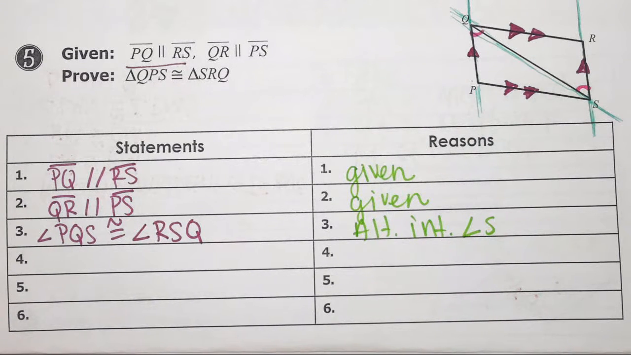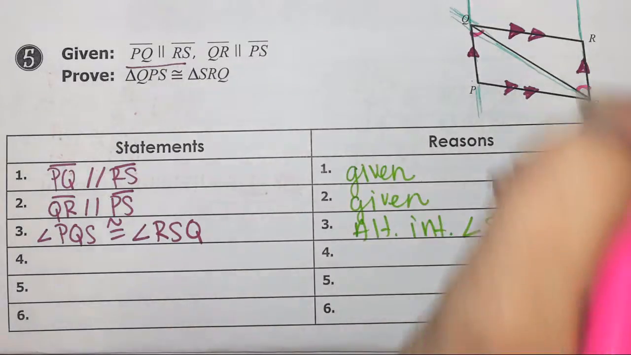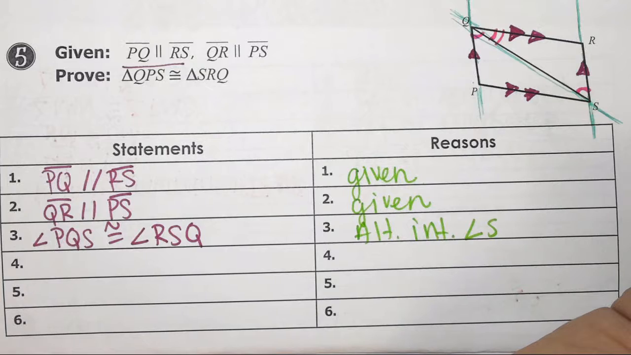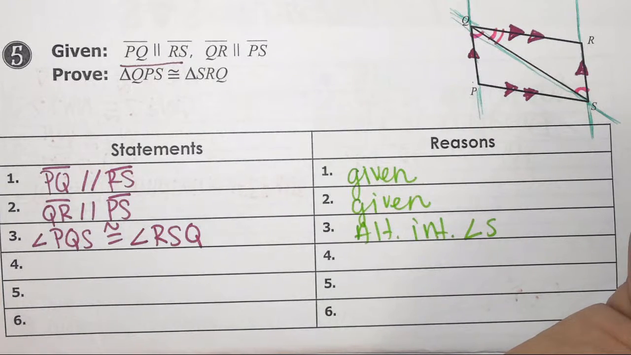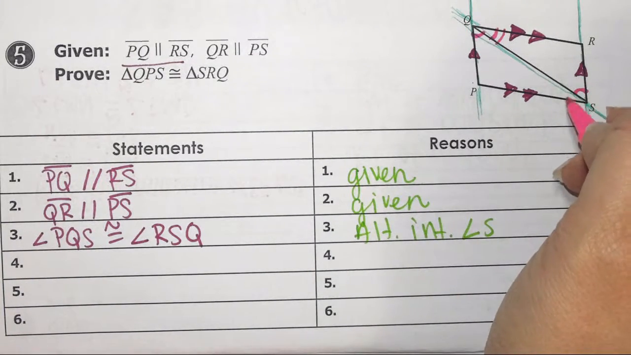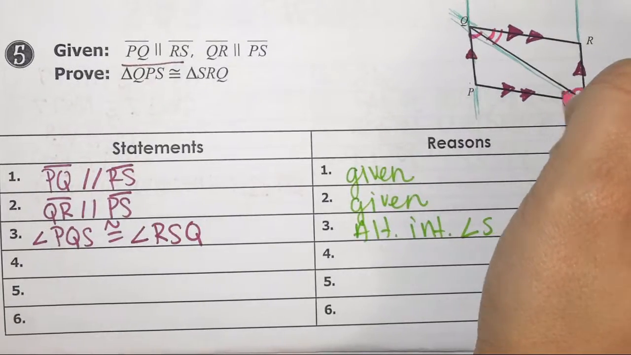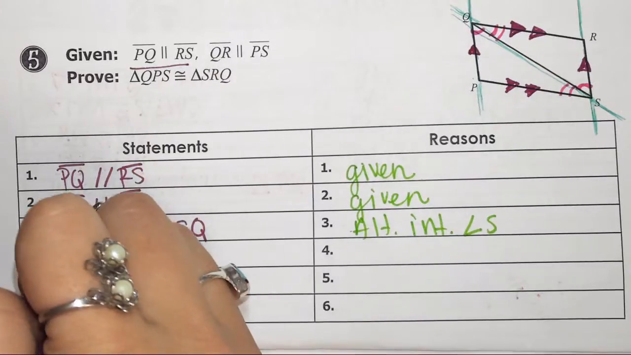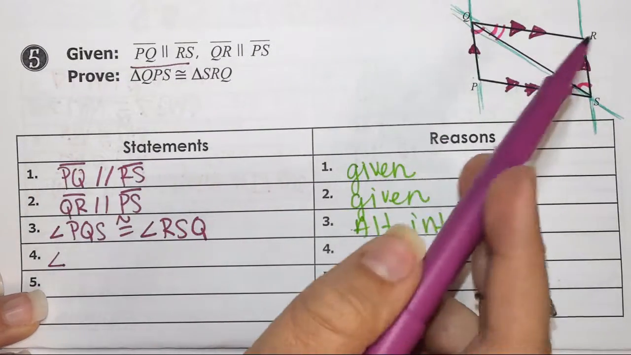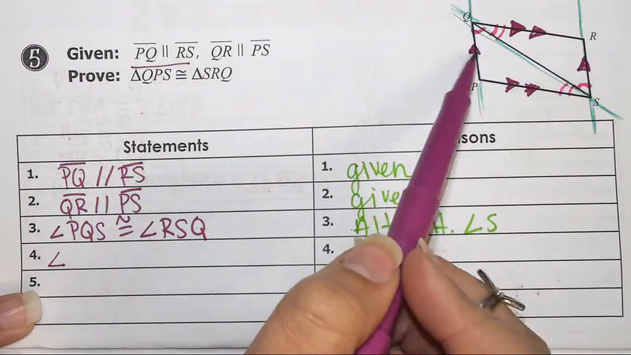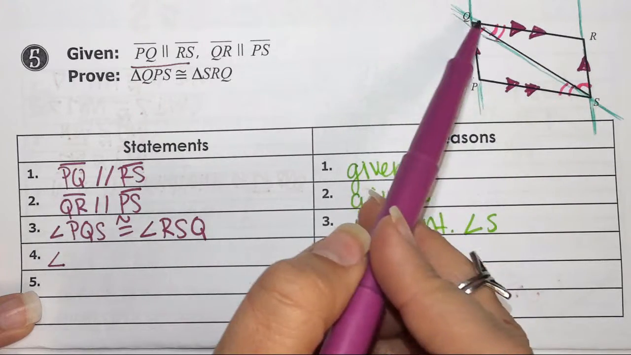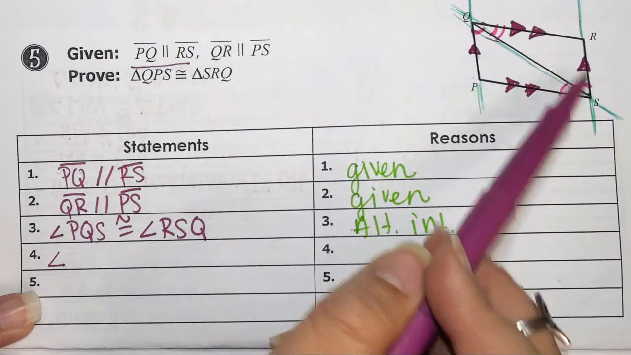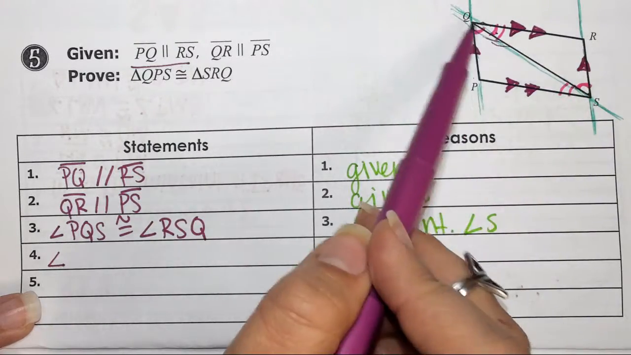Now, we have another pair of alternate interior angles. It's this one over here, and this one down here. So I need to put 2 on that. Name this top angle for me. RQS. The top one. This one right here. RQS.